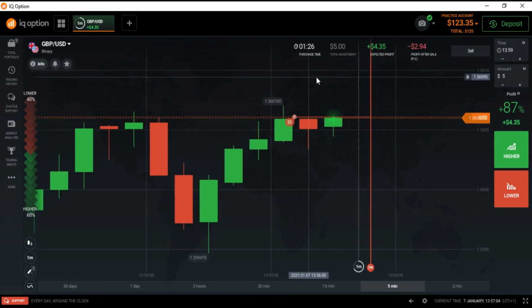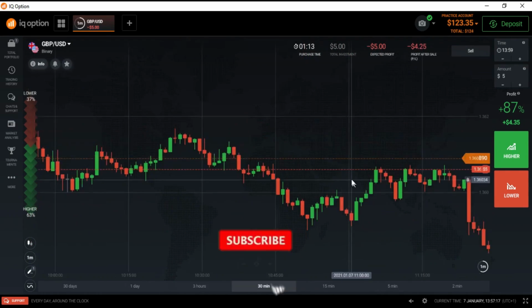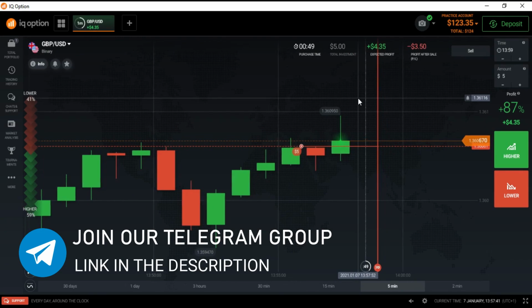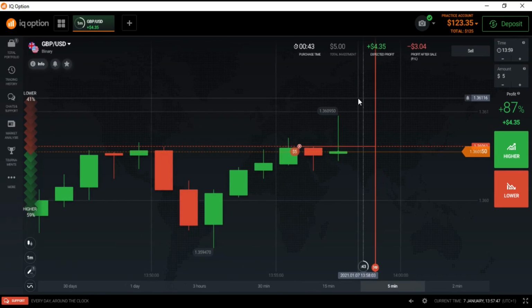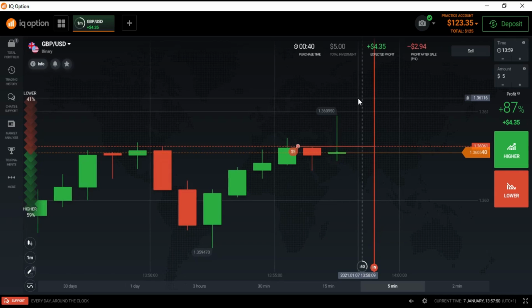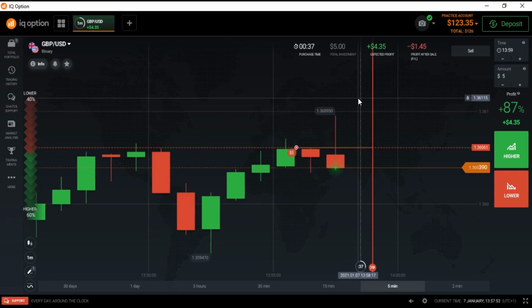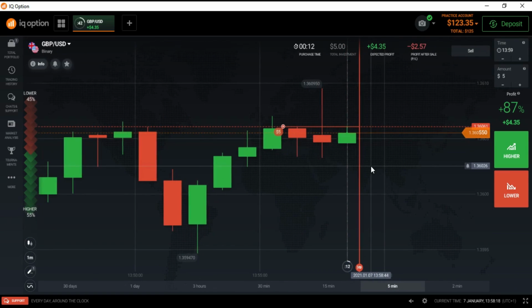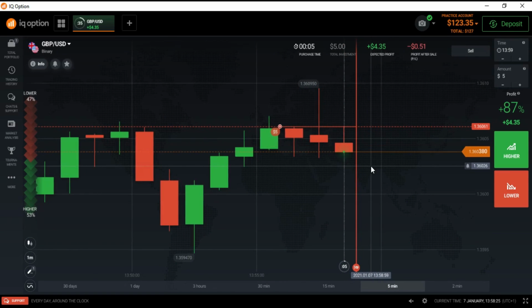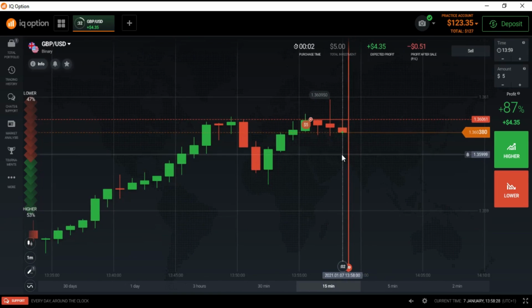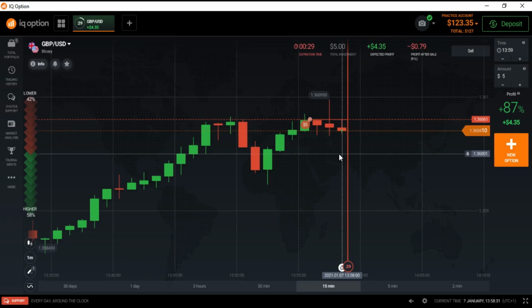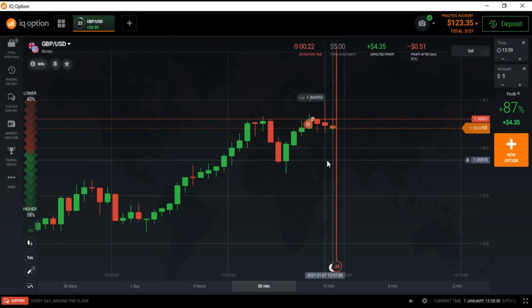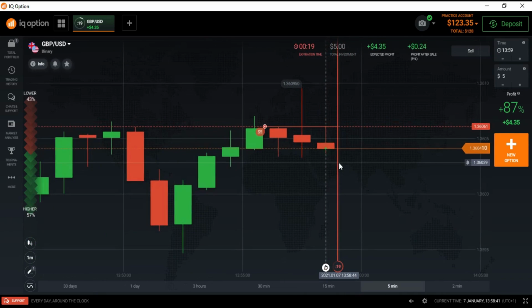So it's making some rejection over here and highly potential. This trade, the next candle will go red. All right, it's going in the ITM side. So 30 seconds left for our trade and it's going good. So let's wait.